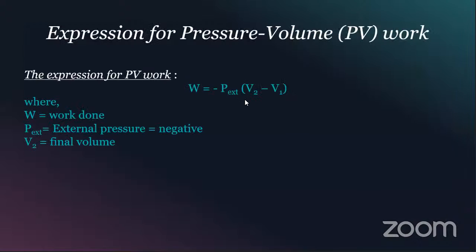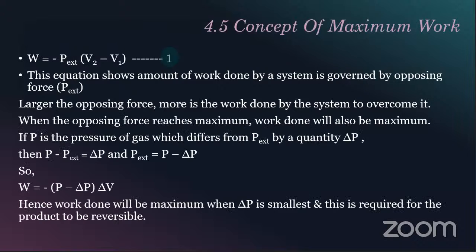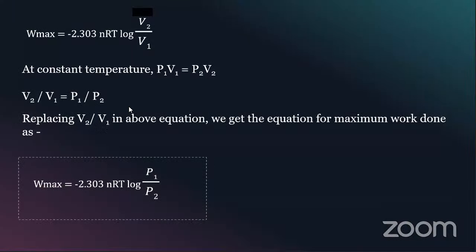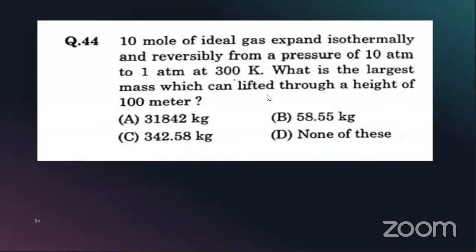I think I have one more question depending upon this. We'll just complete that question. Okay, remember this equation. Yes, this equation is very important. W max is equal to minus 2.303 nRT log P1 upon P2. I just have a question depending upon that. You all just try to solve that. If anybody has any doubt, please ask me. Just take a screenshot of this. You all can solve it, and you can send the answer whenever you feel. And if you have any doubts, please ask me. Please let me know.